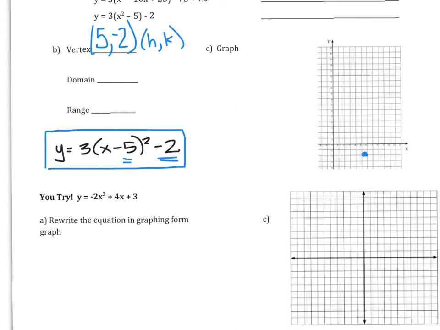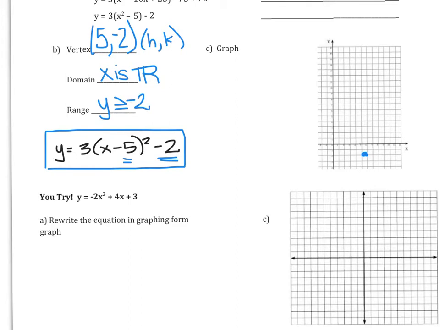The domain is parabolas. This parabola stretches forever to the left and forever to the right. All inputs would work. So x is all real numbers, or you could say it goes from negative infinity to positive infinity. And the range, we know our parabola opens upwards. So the y values start at negative 2 and go up from there. Y is greater than or equal to negative 2.